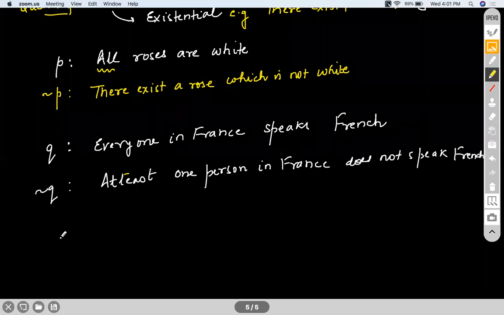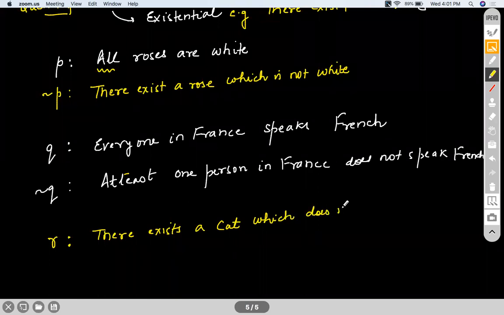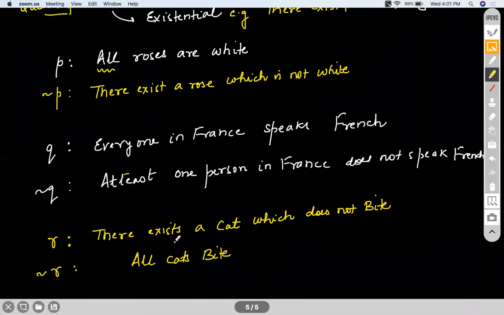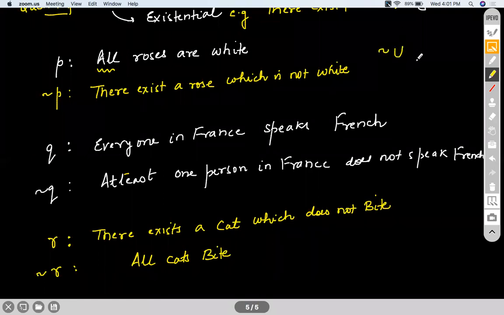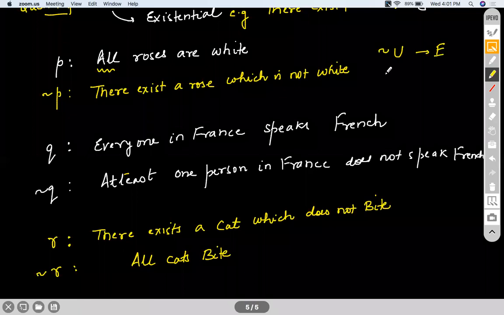In a similar way, if a statement starts with an existential quantifier, then the negation of that will start with a universal quantifier. For example, let's say there exists a cat which wears glasses. What will be the negation of that? All cats do not wear glasses. Is that fine? So remember one thing. The negation of a universal quantifier should begin with an existential quantifier, and the negation of an existential quantifier must contain a universal quantifier.